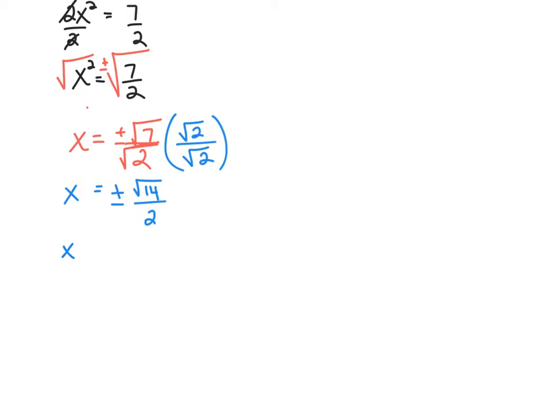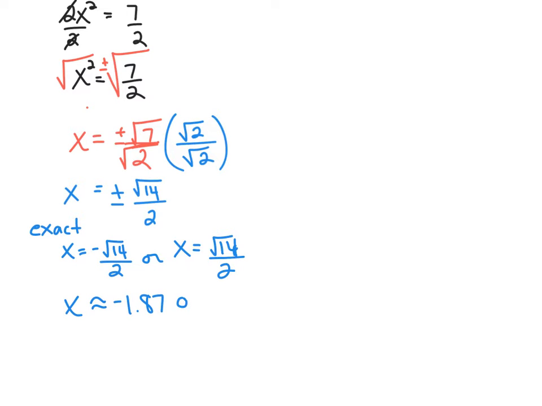And again, you can write that like this: x equals negative the root of 14 over 2, or x equals the positive root of 14 over 2. You can also get your approximate answer, because this would be our exact. So if you type that into your calculator, I get that x is approximately negative 1.87. That's to the nearest hundredth, or positive 1.87. So the second one is my approximate answer.